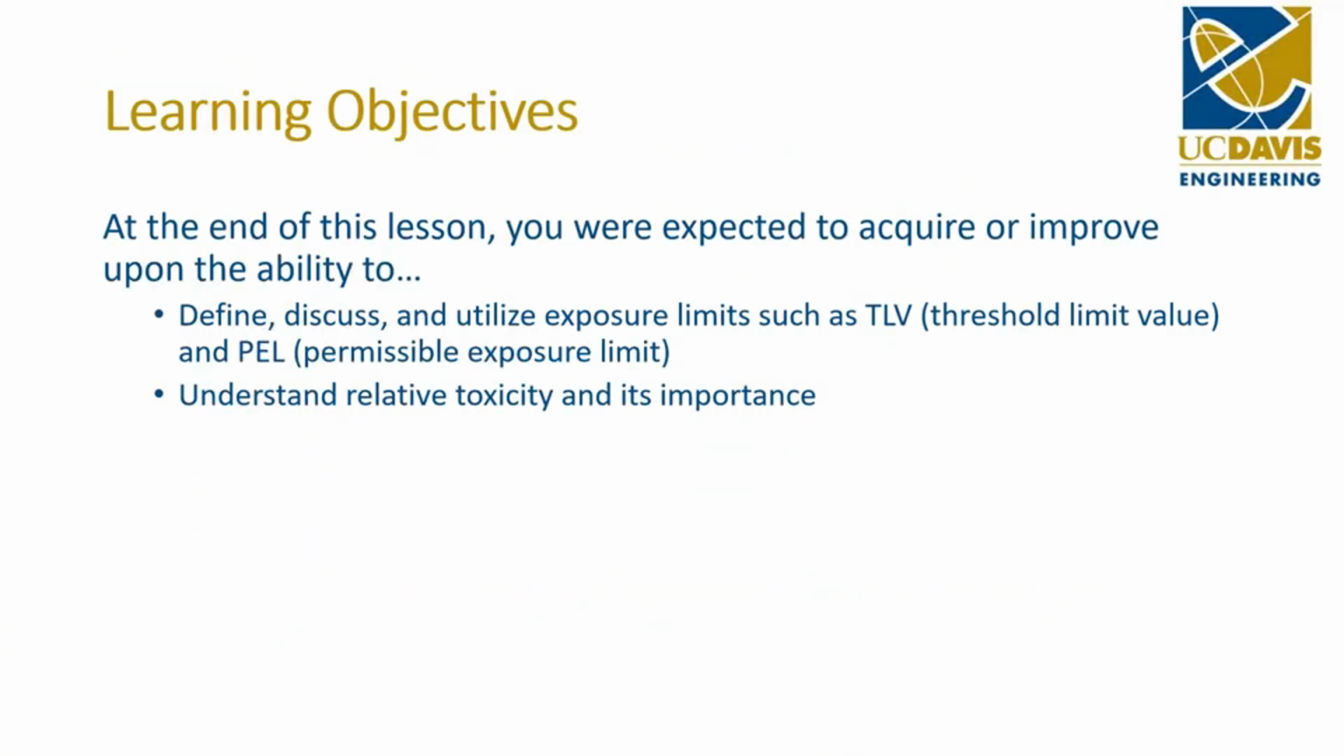In this lesson, we learned about exposure limits, like the threshold limit value, TLV, and the permissible exposure limit, PEL. We learned how TLV can be broken down into the time-weighted average, the short-term exposure limit, and the ceiling. And we looked at some examples for various chemicals. We also looked at relative toxicity and why it is important. Coming up, we are going to be looking at control techniques for toxic chemical exposures.